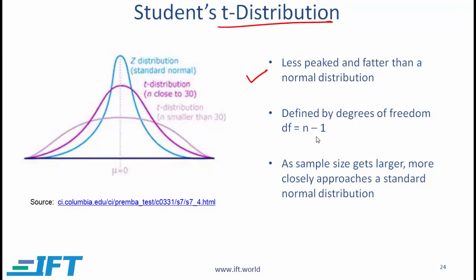So we say that the T distribution is defined by the degrees of freedom, and in our case, the degrees of freedom, or DF, is simply given by the sample size minus 1. You need to remember this fact. As I've already mentioned, as the sample size gets larger, the t distribution more closely approaches a standard normal distribution.